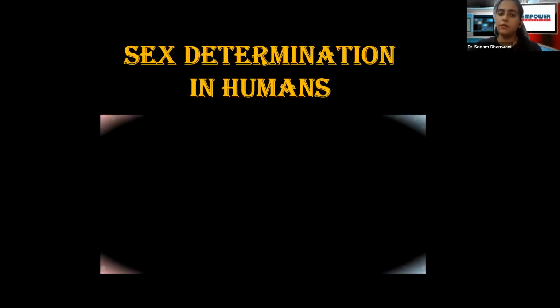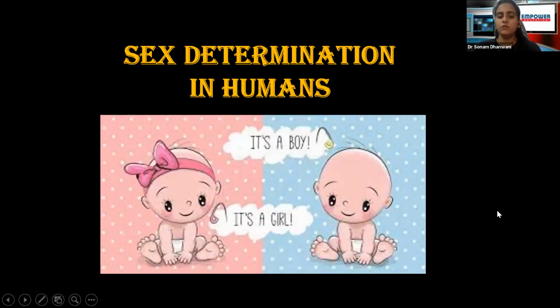Okay, sex determination in humans. So yes, we've heard in our families, Dadi, Nani saying whether a pregnant lady is going to have a boy or a girl. Now, how do they say that? They'll say, acha, isne ye khaya, so she'll get a boy. Isne ye khaya, so she'll get a girl. Or if her characteristics are like this while she's pregnant, so isko ladka hoga or isko ladki hogi, right?